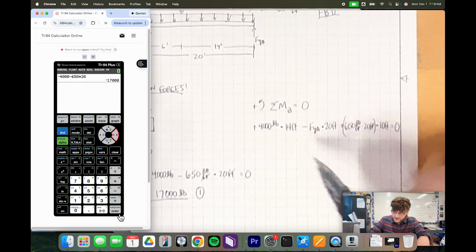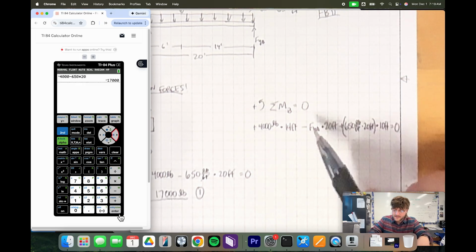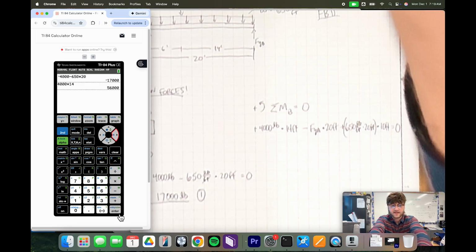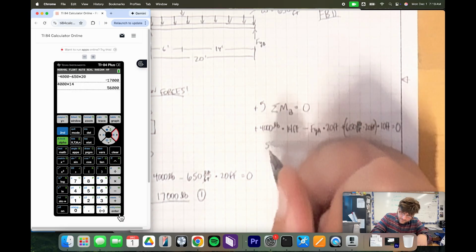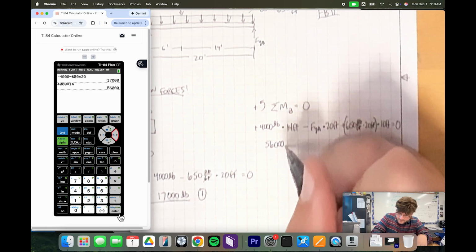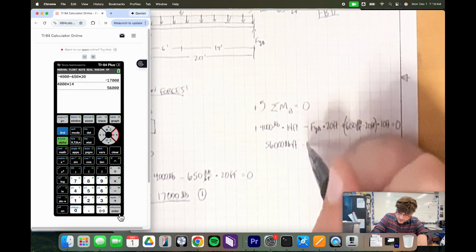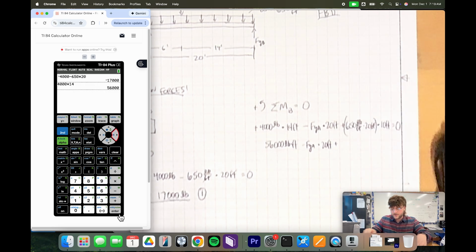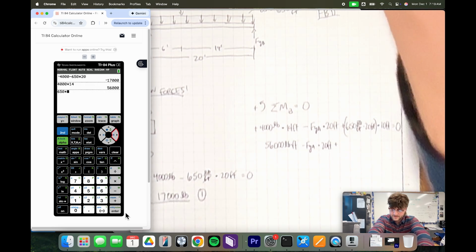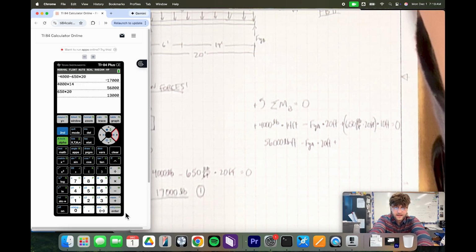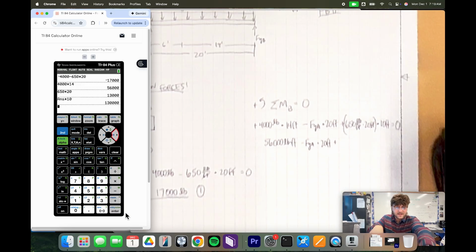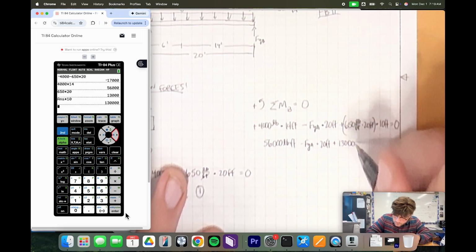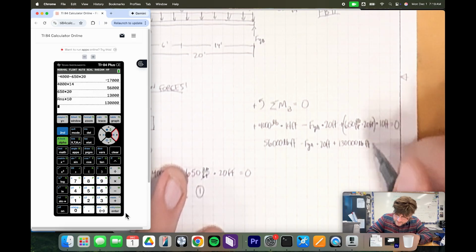So what I'm going to do is simplify these numbers, and then try to get FYA by itself. First off, we could do 4,000 times 14. That's going to be 56,000 pounds times feet. Then we're going to subtract FYA times 20 feet. And then we're going to add on here, we got 650 times 20, and then we can multiply that by 10. So we're going to end up with 130,000 pounds times feet. Now that's all going to be equal to 0.